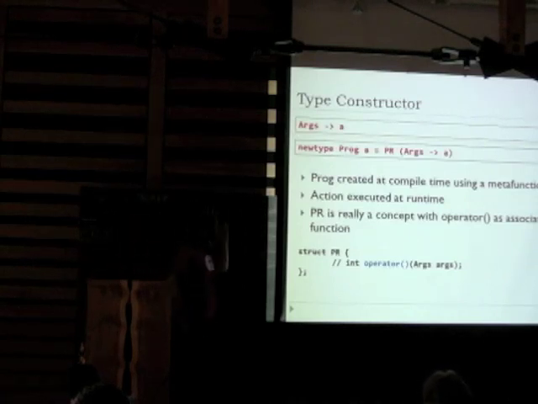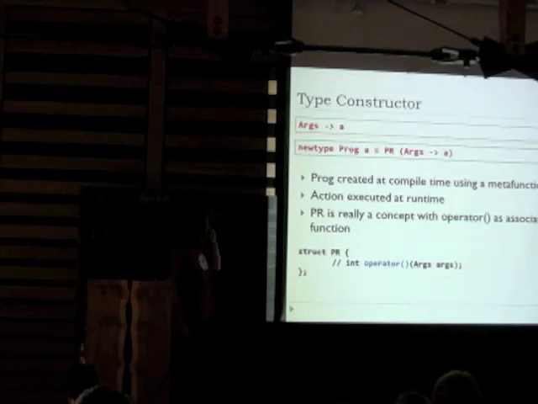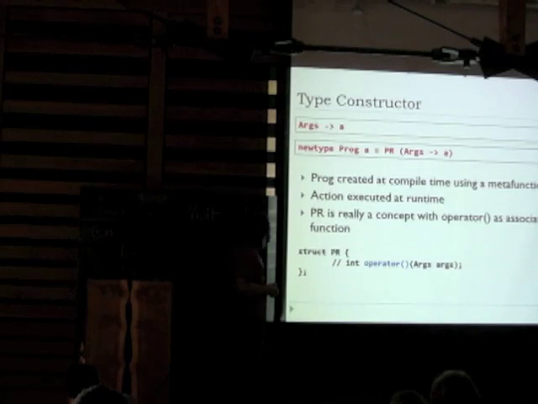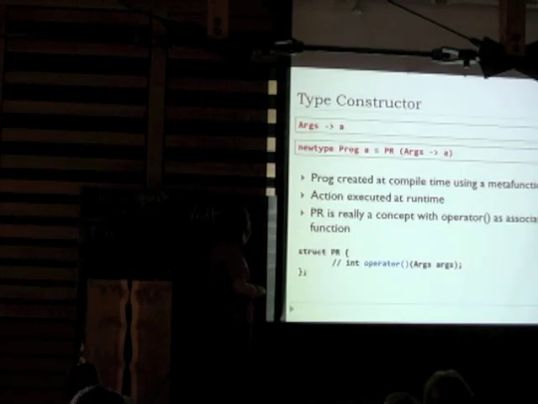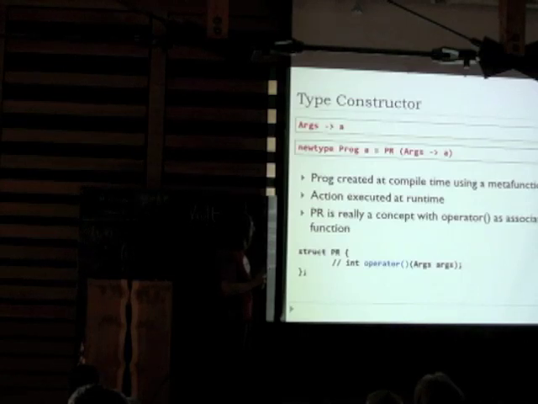So first of all, action. That was something that took arguments and returned some type. Arguments, that's my state here. And then I defined this type program that just encapsulated this action. So here, the idea is that prog will be something that's created at compile time using meta functions. But action will be executed at runtime. So here's this duality between compile time and runtime. This is something that I couldn't grok with Haskell before because of this duality.